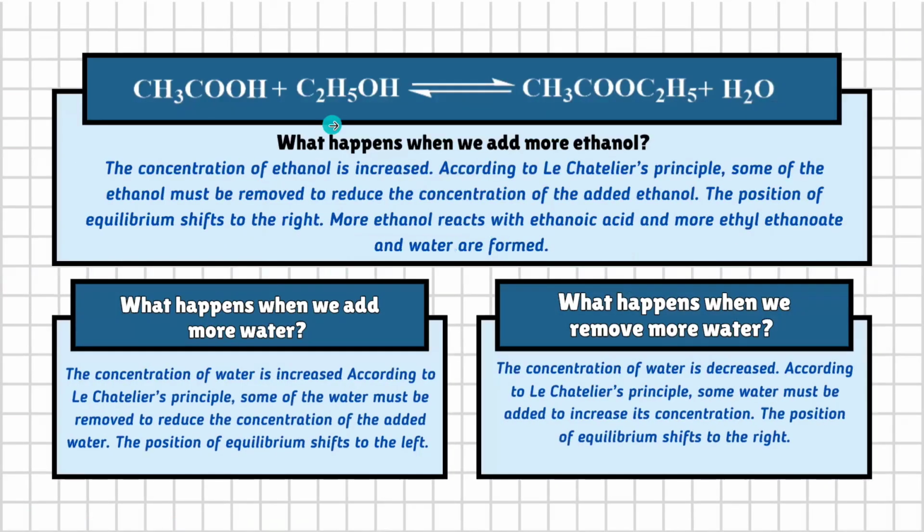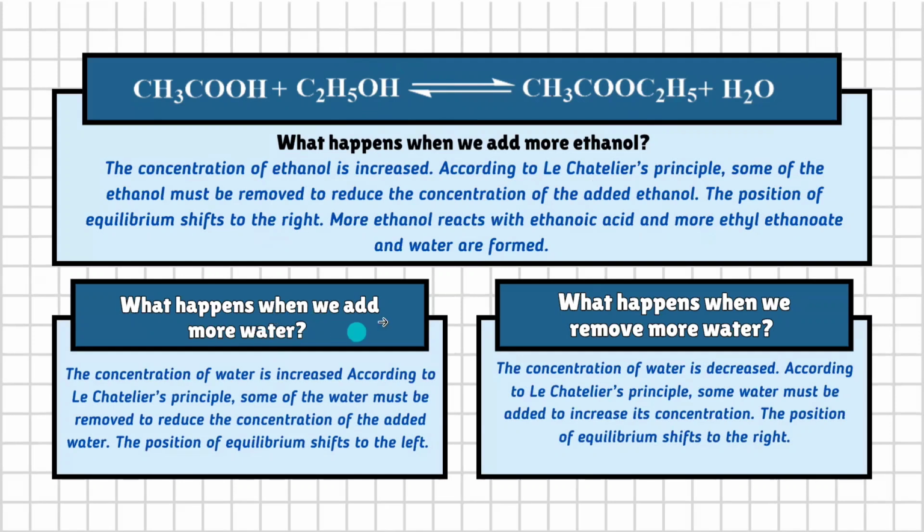So this is the example, and as you can see that acetic acid is reacting with ethanol to form ester and water. Now let's understand this example. If you add more ethanol, it means you are increasing the concentration of the reactant. And the concentration of ethanol has been increased, and according to Le Chatelier's principle, some of the ethanol must be removed to reduce the concentration of added ethanol, and the position of equilibrium shifts toward right. So more ethanol reacts with ethanoic acid, and more ethyl ethanoate and the water will be formed.